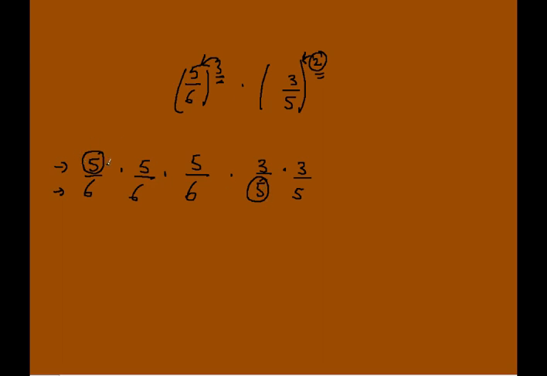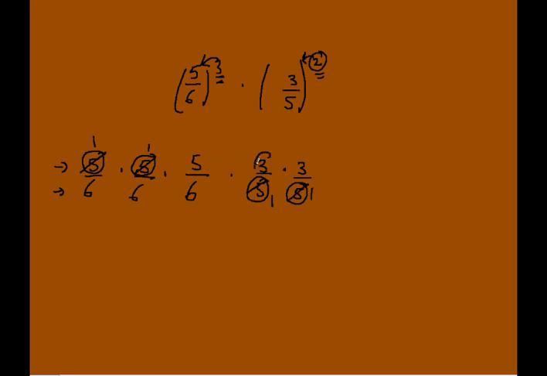What can I simplify 5 by? I can simplify it by 5. So 5 divided by 5 is 1, and 5 divided by 5 is 1. What about this 5 and that 5? Yes, I can still do the same thing. I divide this one by 5, I get 1. I divide this one by 5 and I get 1.